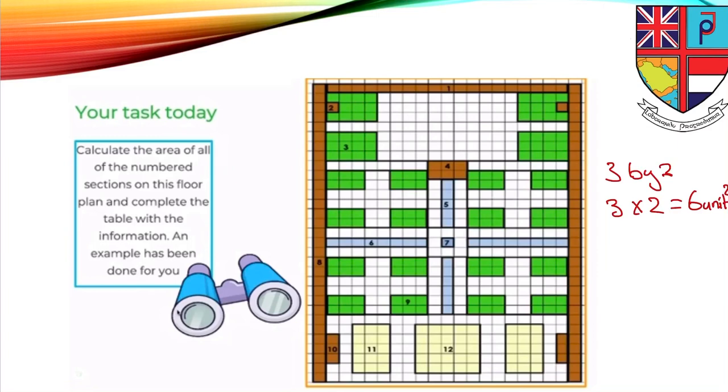What would you do then if you had 3 by 1? 3 by 1 just means 3 times 1. And what's 3 times 1? 3 units squared. So don't let number 7 fool you. 1 times 1 is exactly how we think it is. And that's basically all you have to do. Let's move on to the next one.